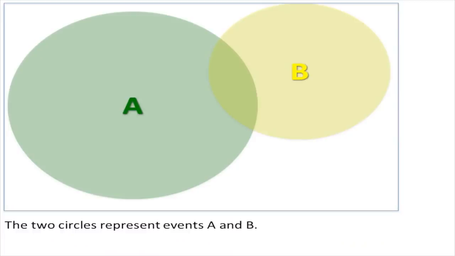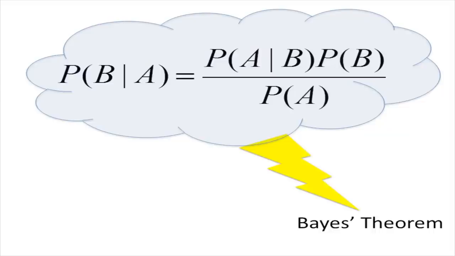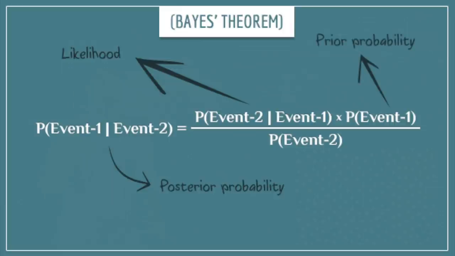It states that for two events, A and B, if we know the conditional probability of B given A and the probability of A, we can compute the conditional probability of A given B. In other words, the posterior probability of A given B can be calculated by multiplying the likelihood by the prior probability terms and dividing their product by the evidence term.